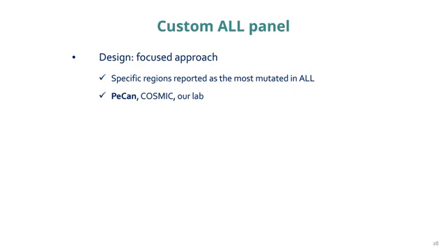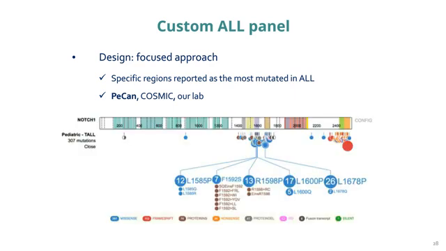For that, we were mainly based on the PeCan database. This is a pediatric cancer database that includes all the reported mutations to date for pediatric cancer. It also includes a very good visualization tool. So, for example, I show you here the NOTCH1 gene, which is a hallmark for T-cell commitment and also very important in T-cell development.